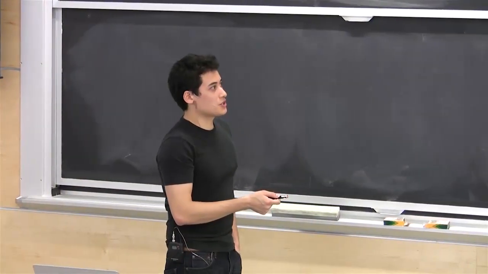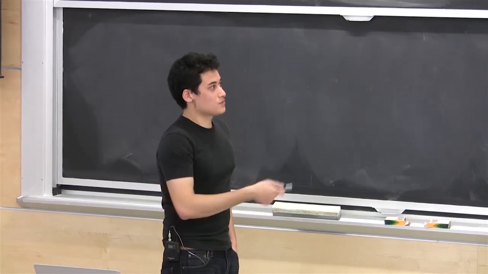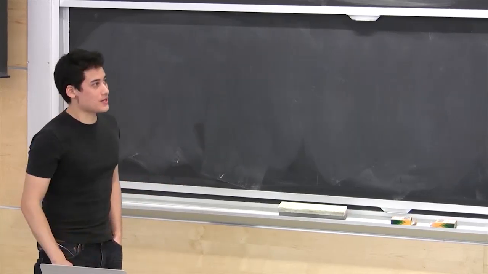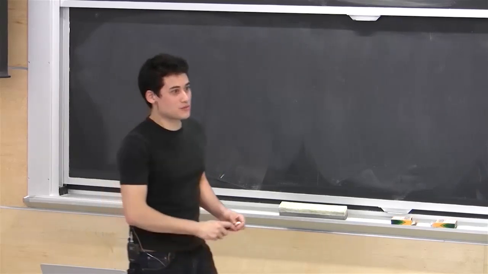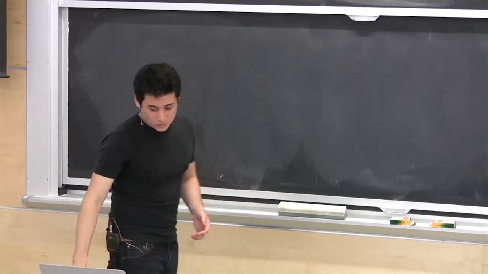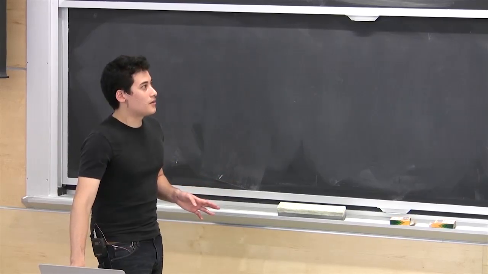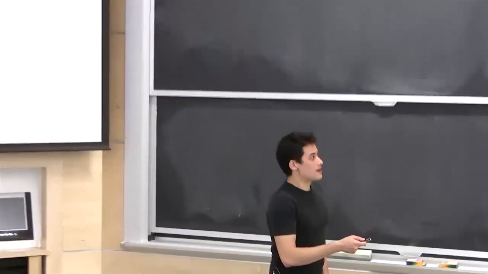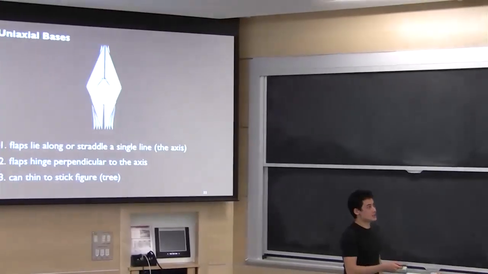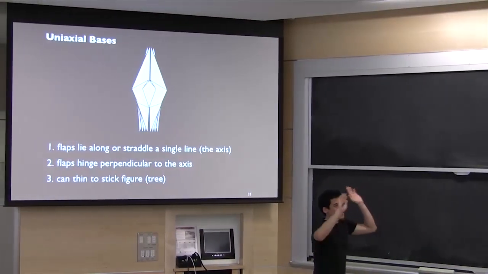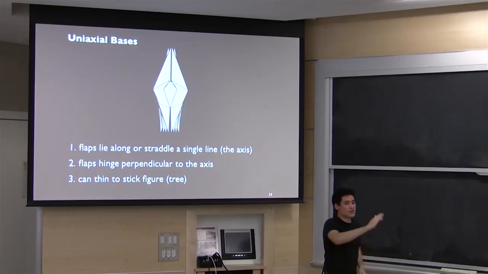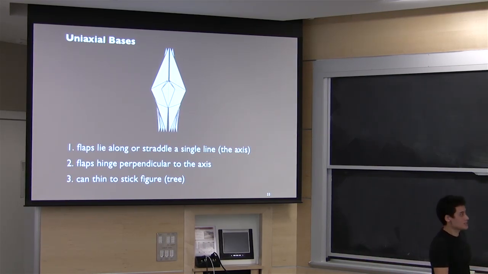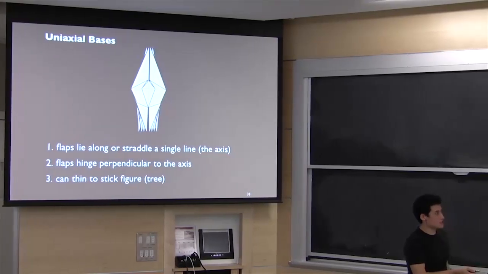And then we partition the faces into flaps, and so there are all these definitions. But the important thing, to put these in layman's terms from an origami designer's point of view, is what do these really mean? Really, the important characteristics that we want are that the flaps lie along or straddle a single line, because if they do that, then we could just fold it in half, and it will have that property of everything being above an axis and lying along an axis, and that the flaps hinge perpendicular to that axis.